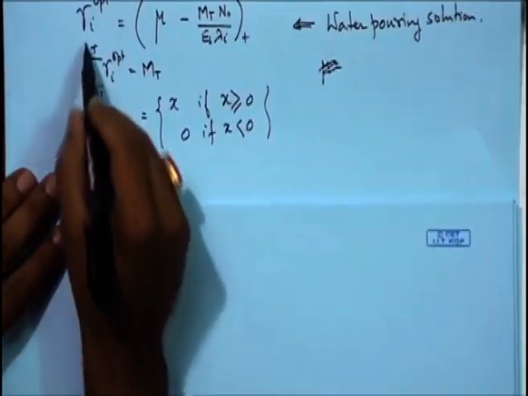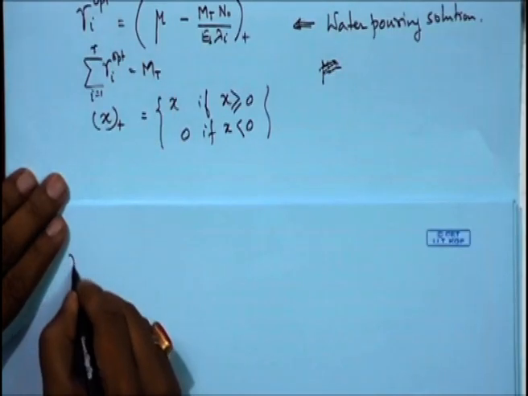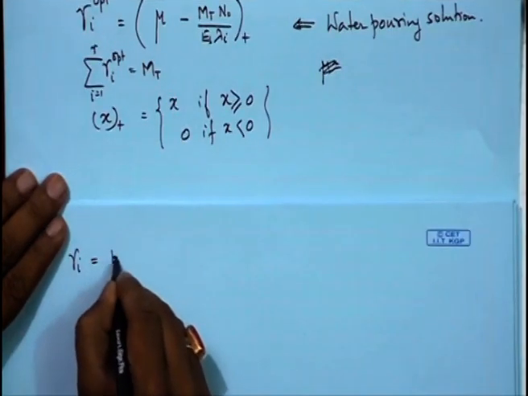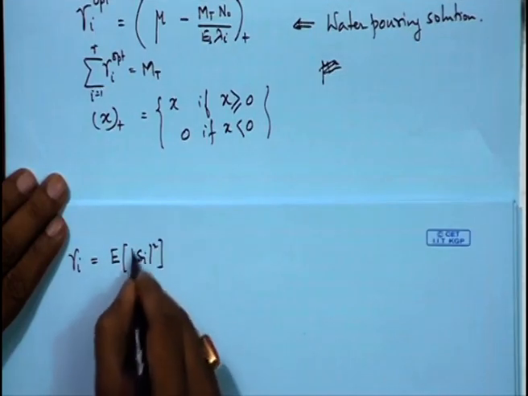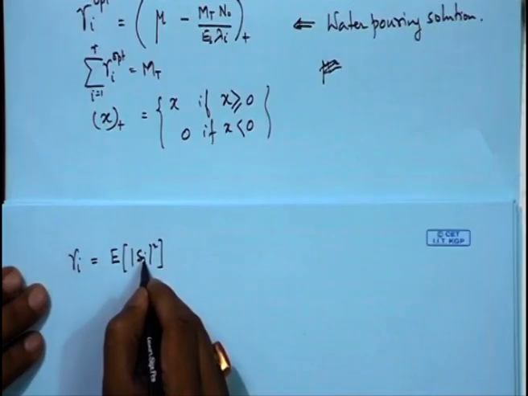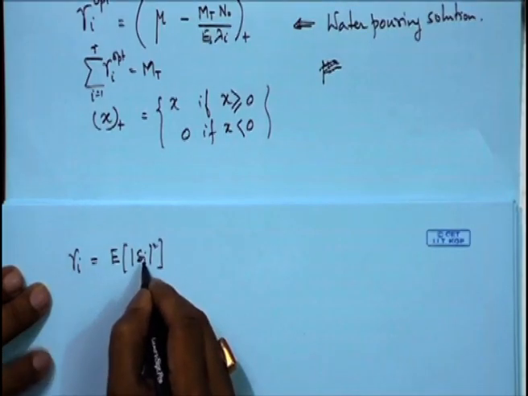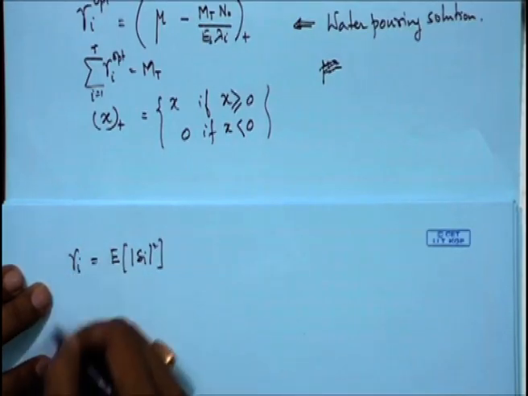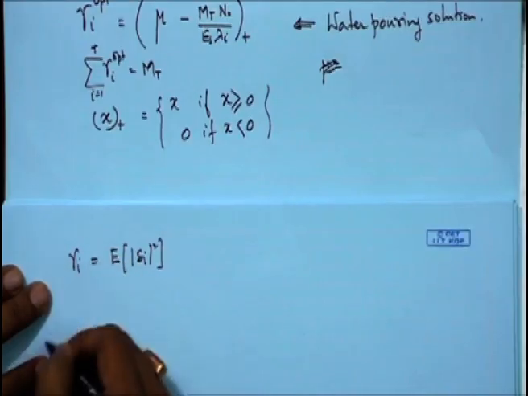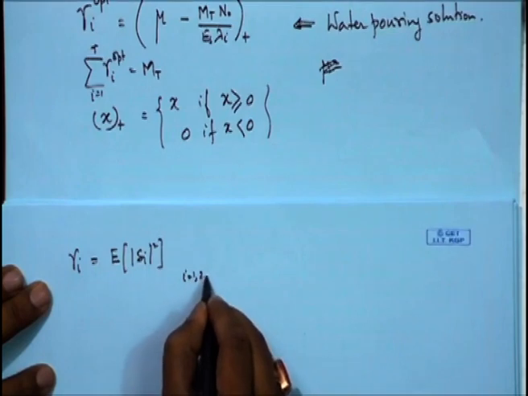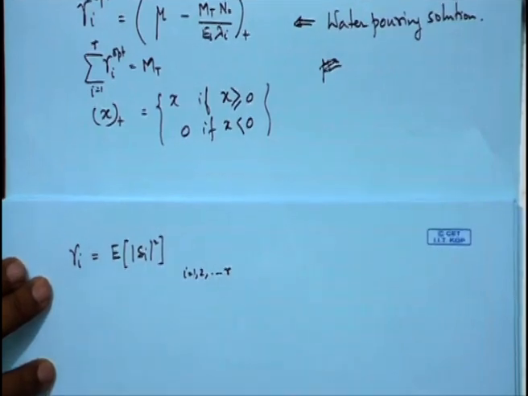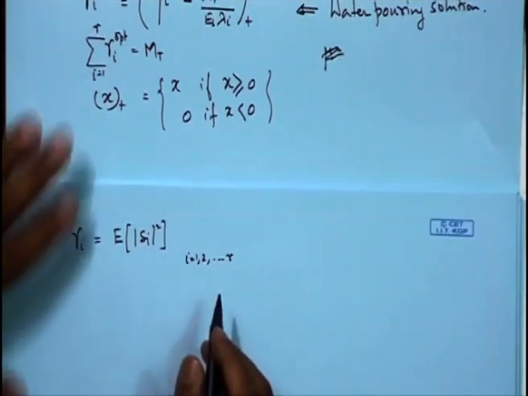So, if we look at the expression of gamma i optimum, what is gamma i? Gamma i is E of |Si| squared. So, that is the ratio of the power on the ith symbol compared to all other symbols. If I have this, then basically I am talking about the power distribution amongst the different transmitted symbols, i equals 1, 2 up to R, indicating the different modes of the channel.